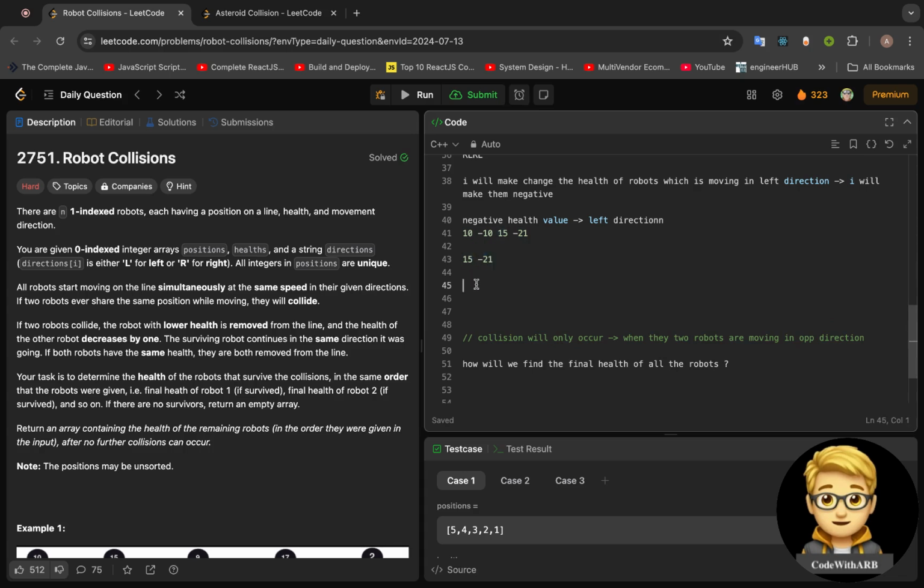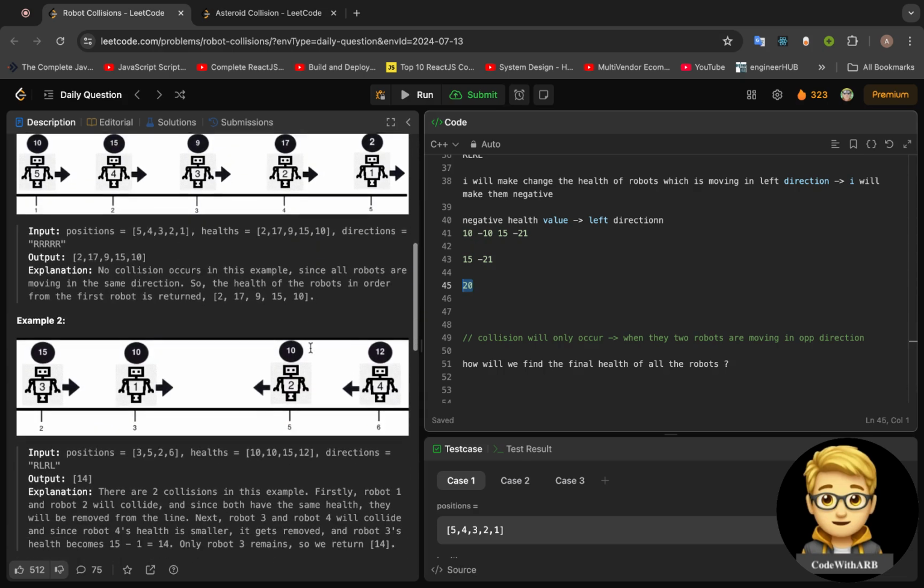So this 15 will be destroyed wholly, and this 21 will be reduced by one health, which is given in this question. So this 21 will reduce to 20 and this 15 will definitely be destroyed. Now this 10 and 10 are all destroyed, this 15 is destroyed, so only 20 is left. This robot is left with health 20, so ultimately the answer is 20.